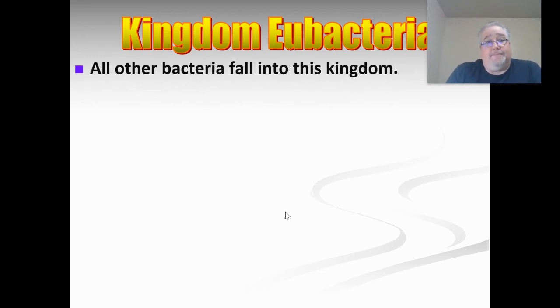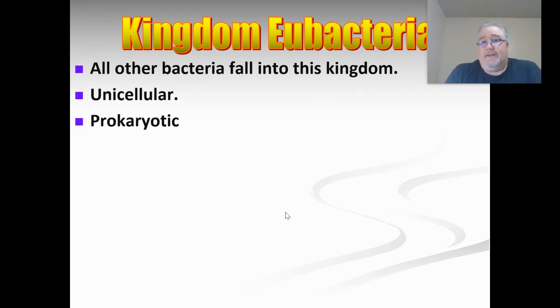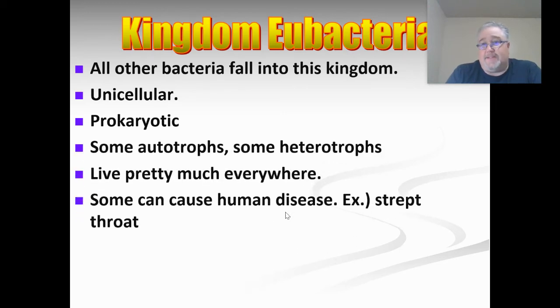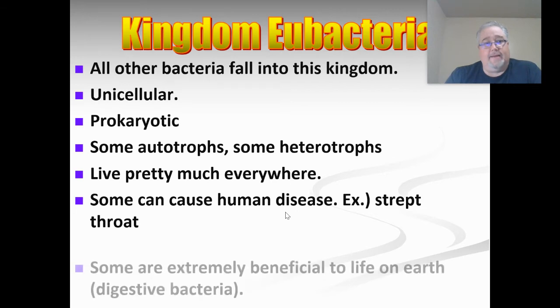Eubacteria is the second kingdom. Pretty much, when you think of bacteria, this is what we think of. Eubacteria can live in a lot of places. They usually don't live in these extreme places. But again, they're unicellular, they're prokaryotic, just like archaebacteria are. Some can cause diseases, like strep throat, for example, which is caused by a eubacteria. But when we think about bacteria, these are the ones that come to mind.